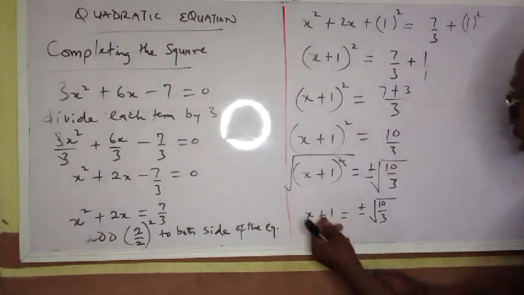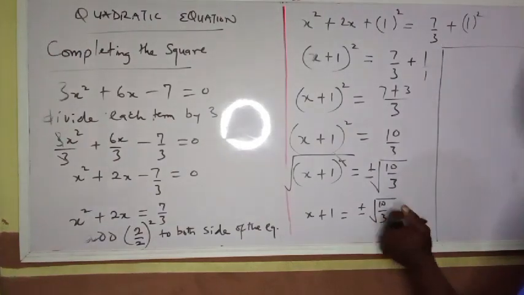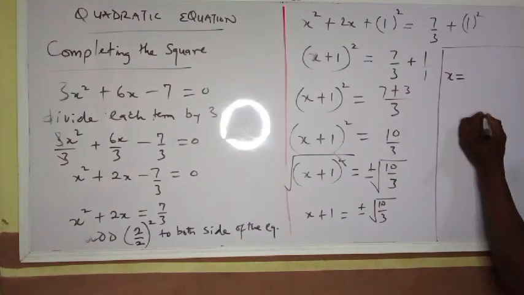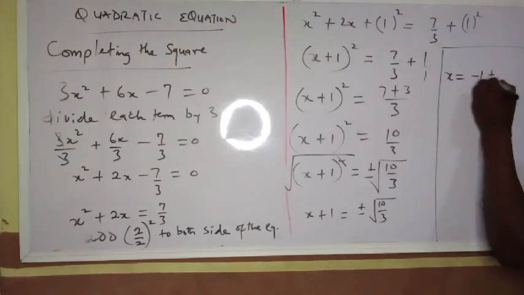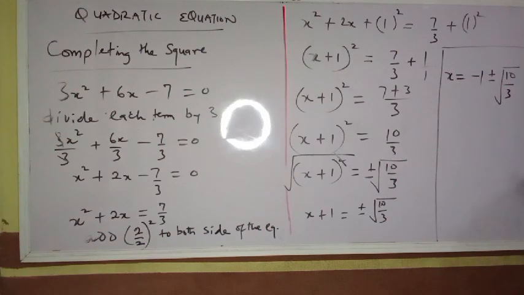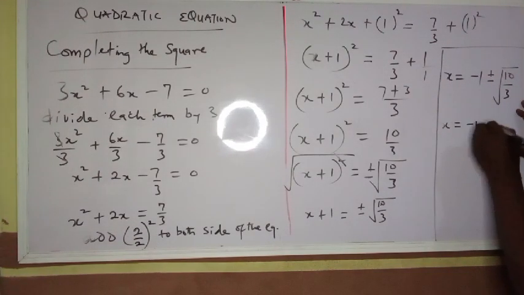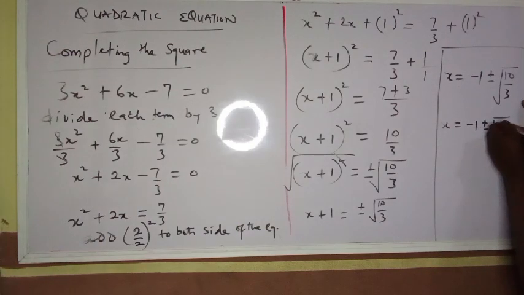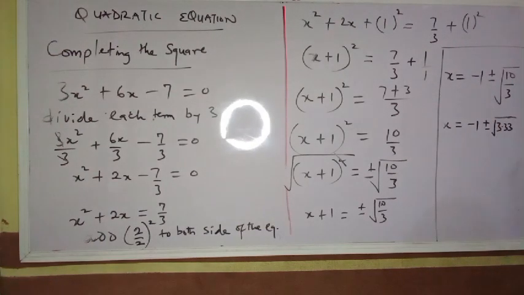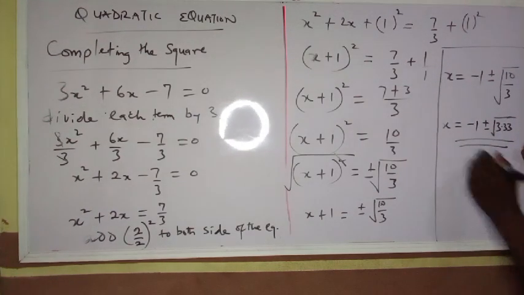The next thing is we have to move this 1 here. So x is now equal to minus 1 plus or minus the square root of 10 over 3. Of course, you can continue from here by just pressing your calculator. 10 over 3 is 3.3333. Then we have x is equal to minus 1 plus or minus the square root of 3.3333, and so on. Now you can find the square root, and you get your answer.